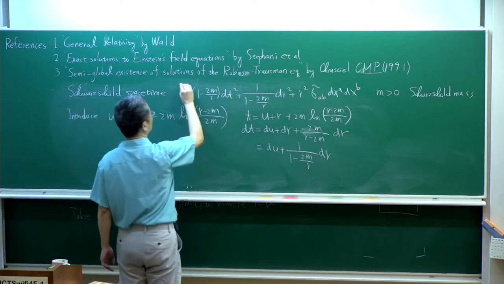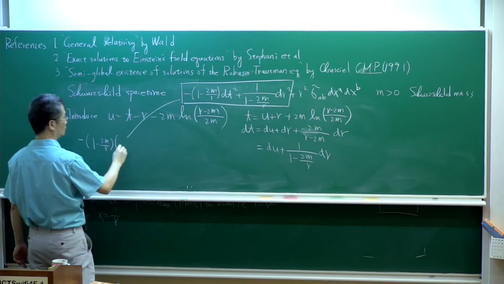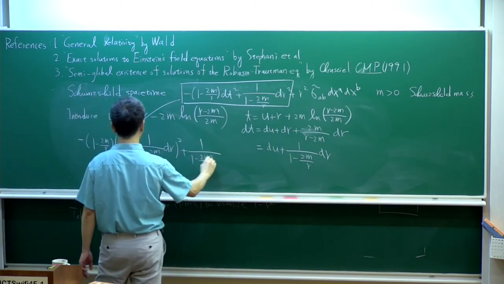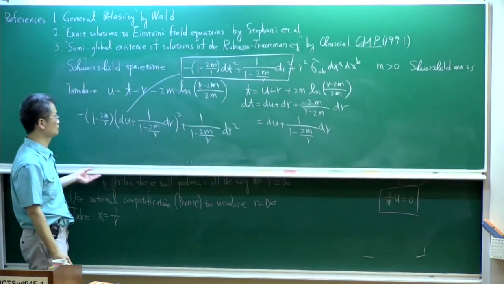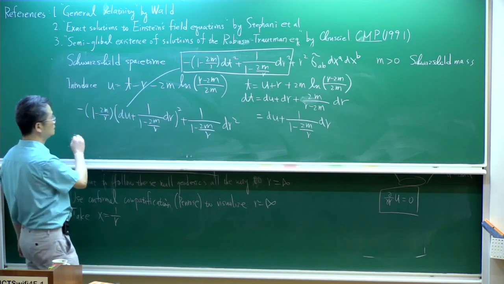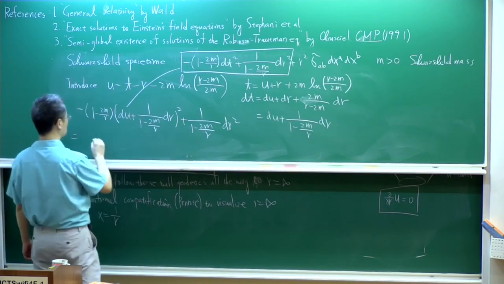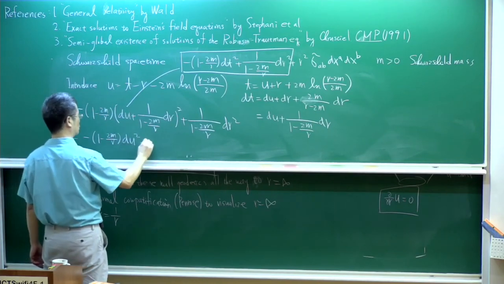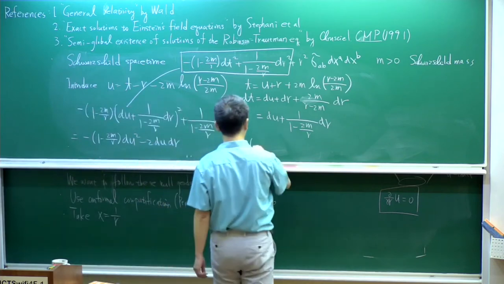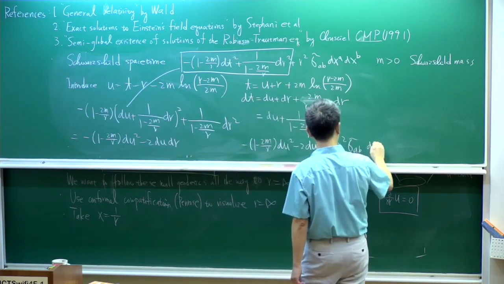If you plug in this dt here, what you're going to get is minus (1 minus 2m divided by r) times (du plus 1 over (1 minus 2m divided by r) dr) squared plus 1 over (1 minus 2m divided by r) dr squared. I hope this is okay; this is really simple algebra. Now you can see that this dr squared is canceled. This one cancels with this, so you're left with this. It's very similar to the Minkowski metric. So the full metric now becomes minus (1 minus 2m divided by r) du squared minus 2 du dr plus r squared sigma tilde ab dxa dxb.